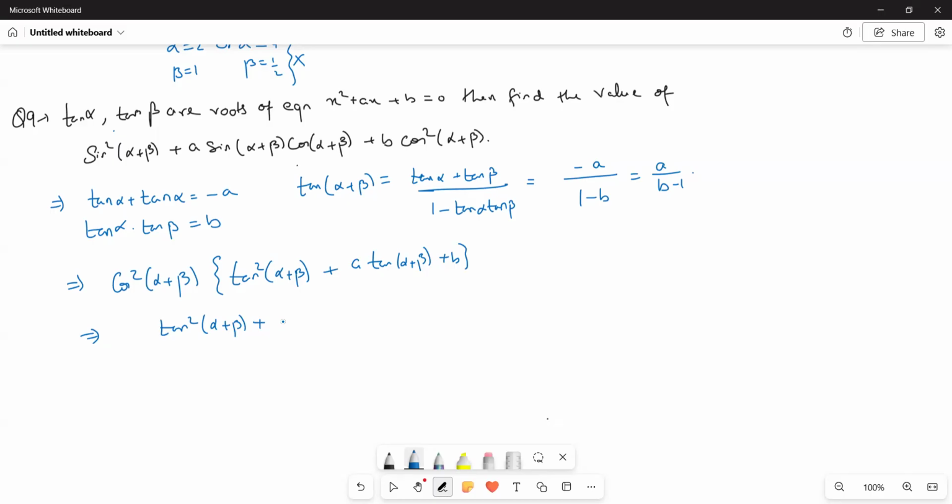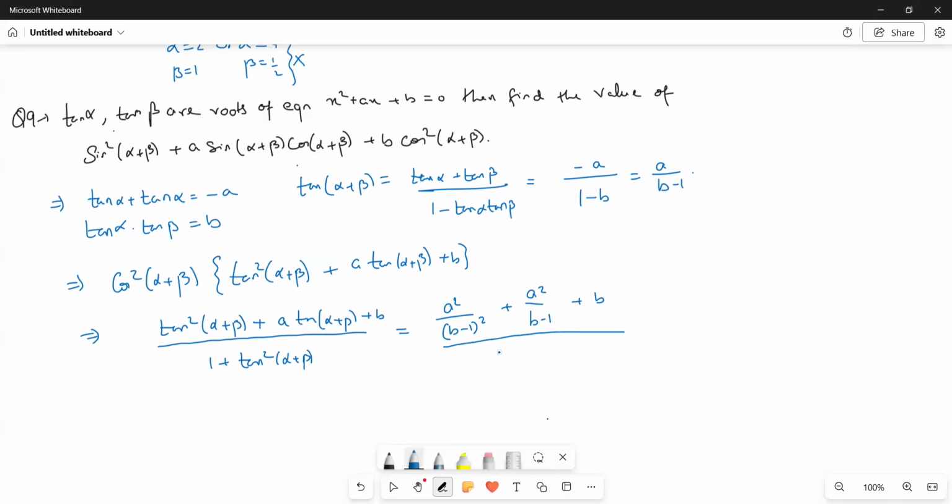So this will be tan square alpha plus beta plus a times tan of alpha plus beta plus b, whole divided by 1 plus tan square alpha plus beta. Now plug in the values everywhere. Tan of alpha plus beta is a by b minus 1. So a square by b minus 1 whole square plus a square by b minus 1 plus b, whole divided by 1 plus a square by b minus 1 whole square. Now taking the LCM, b minus 1 whole square will cancel.